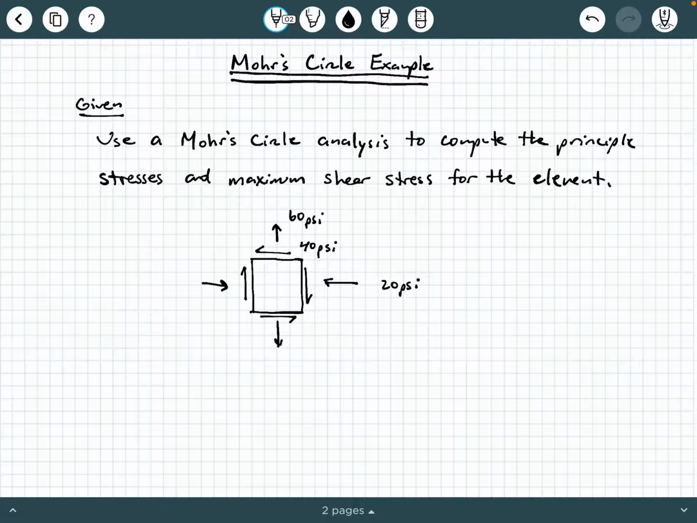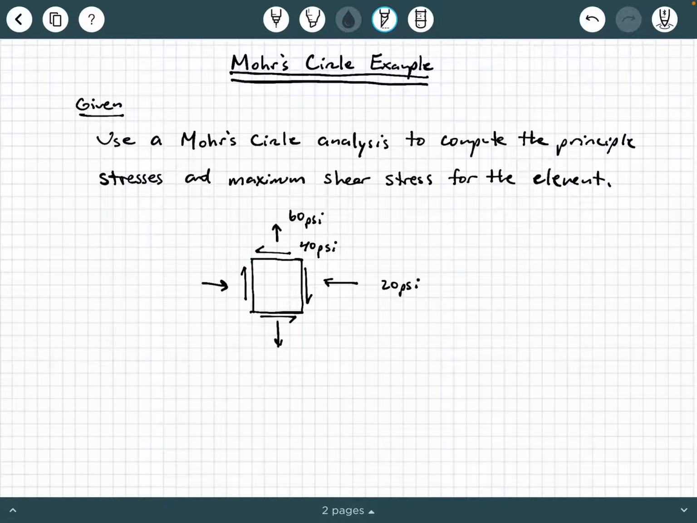Hey everybody, Dr. A here, and in this video we're going to be exploring another example of using Mohr's circle to determine principal stresses and maximum shear stress. So let's go ahead and get started. In the given information, we're being asked to use a Mohr circle analysis to compute the principal stresses and maximum shear stress for the element. So let's take a look at the element we have here.